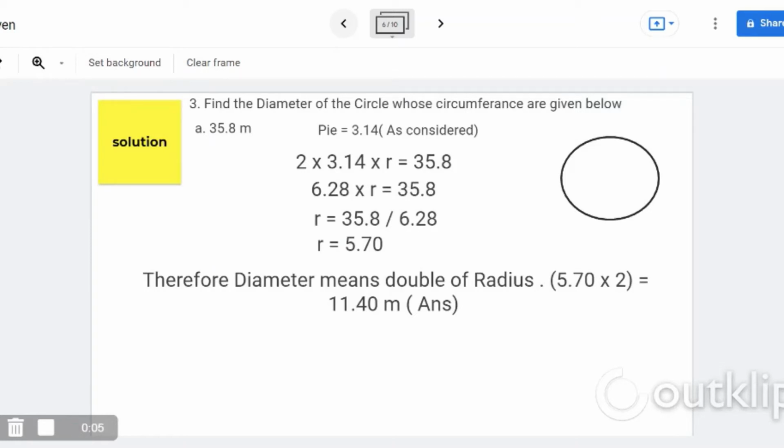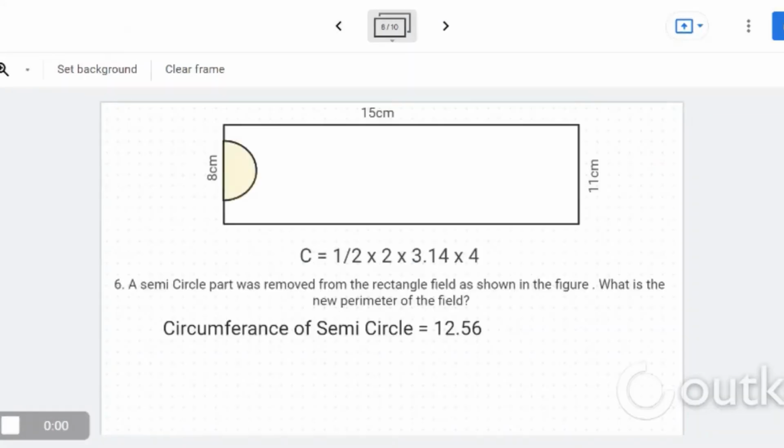Okay. Now let us focus on the next question. Now, children, look at this question. This is question number 6. Question 5 will be your homework. Try to do it yourself.